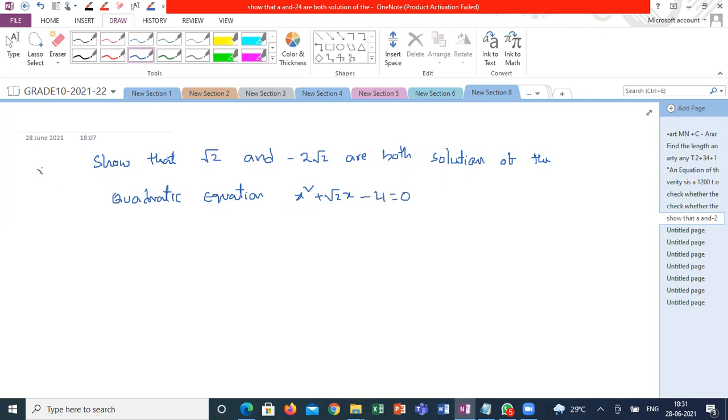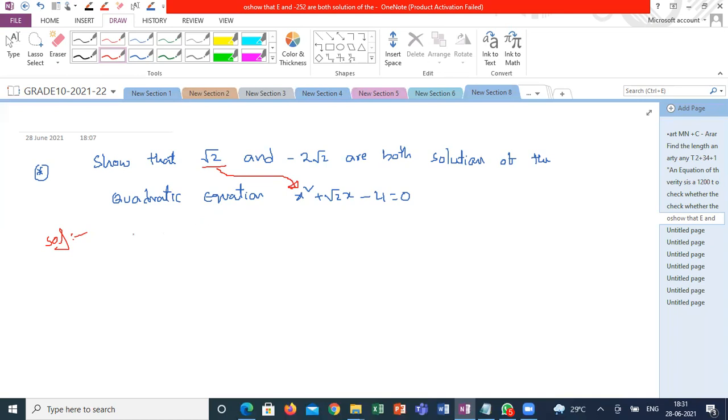So can anyone explain how to solve this question? What is the meaning? What is he asking us to do? Guys, Pooja, can you explain the question first? What is the meaning of the roots or solution? If I substitute root 2 in the place of x, the equation should be satisfied. Then only I can say root 2 is a solution of the given equation, correct? Yes, sir.